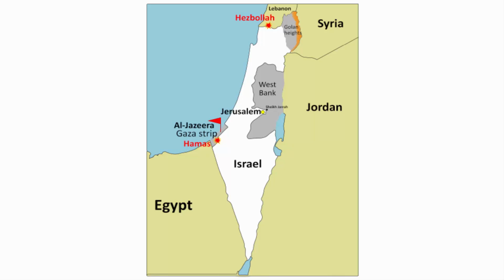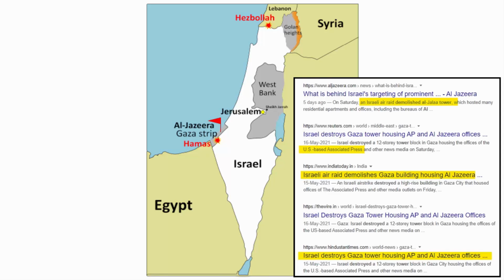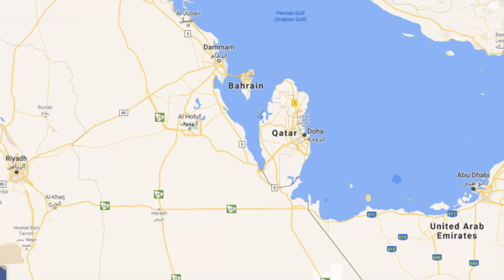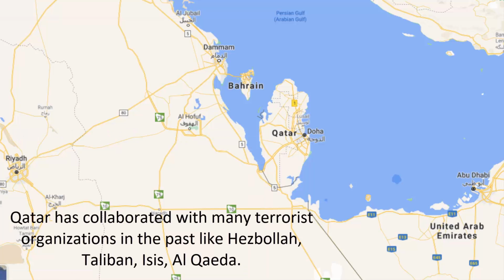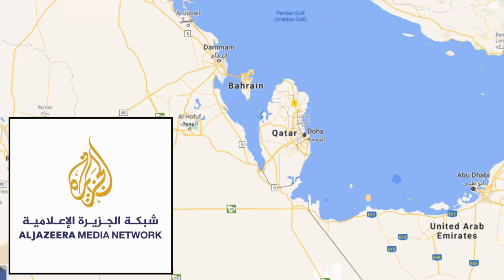Then you also must have heard in the news that the Israelis have taken down Al Jazeera and Associated Press building in Gaza. If you all don't know, Al Jazeera is Qatar's satellite TV network that was launched in 1996. It is fully funded by the Qatari royal family. This TV network has collaborated with many terrorist organizations in the past like Hezbollah, Taliban, ISIS, Al-Qaeda. Even in Kashmir, if you read their articles, Al Jazeera portrays the militants like Jaish-e-Mohammed, Lashkar-e-Taiba as freedom fighters.